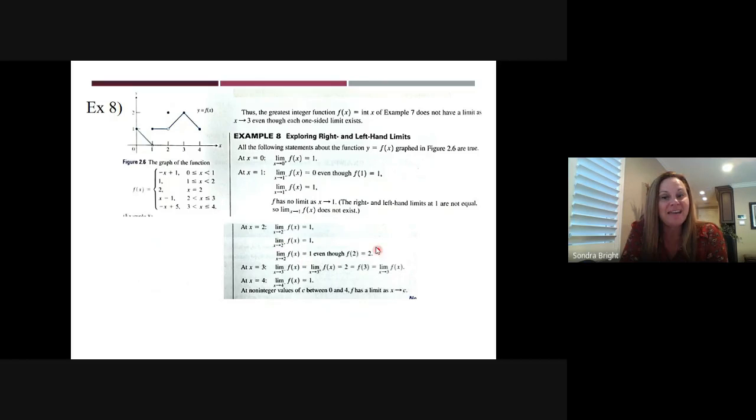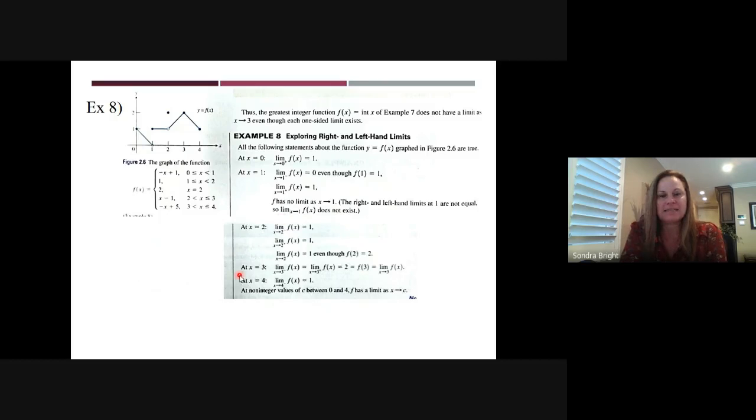But then if we actually asked you for the actual function's value at 2, that's that closed dot here. So we have the open dot here, but we have a closed dot up here. So f of 2 is equal to 2. So here's one where the limit exists, and it's actually different from the function's value at that x value.